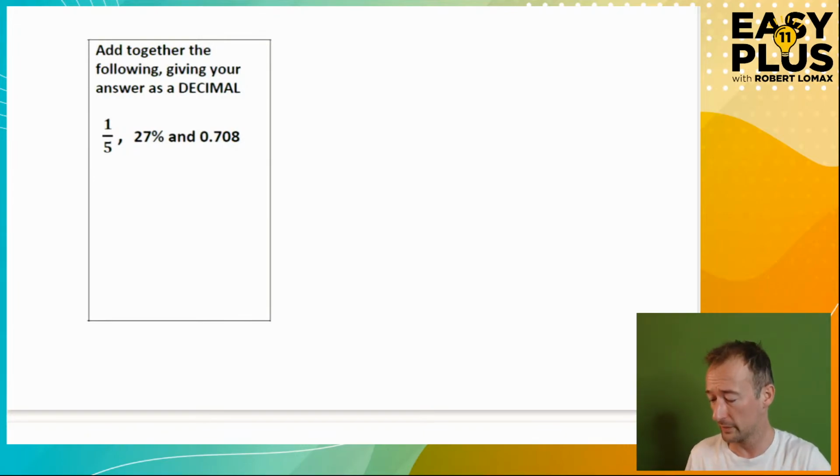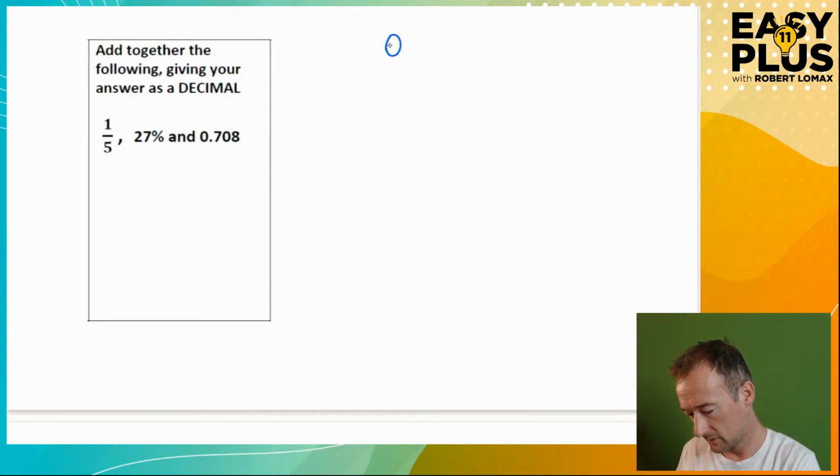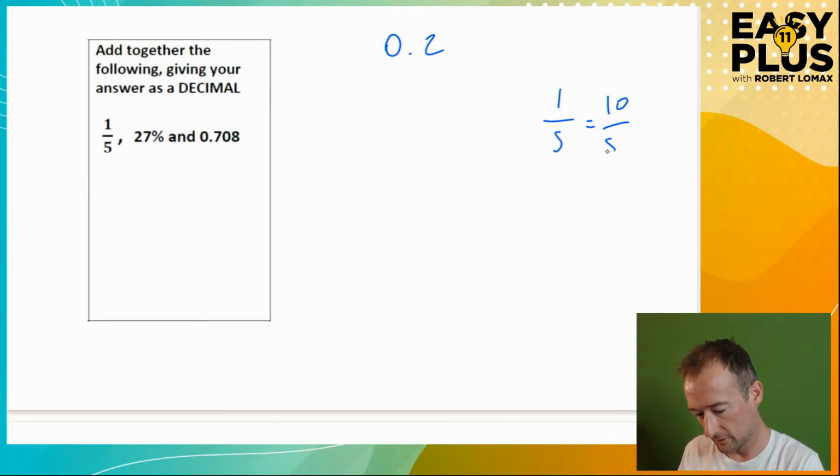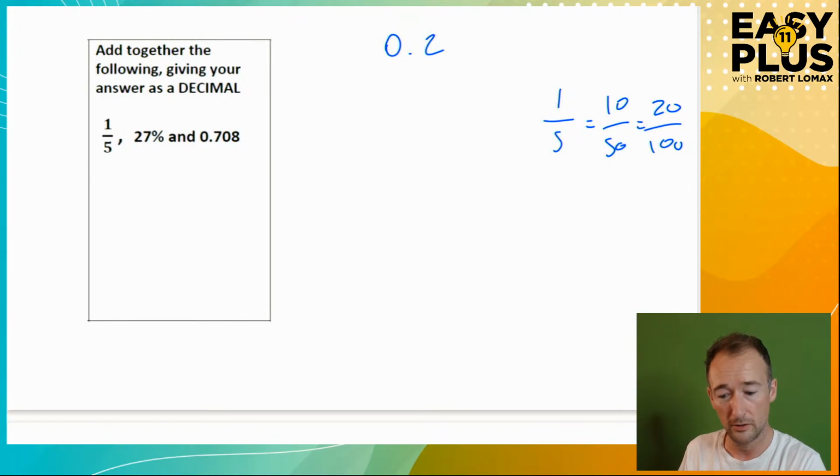Add together the following, giving your answer as a decimal. Okay, so we should write them as decimals, right? A fifth is 0.2. Why is it 0.2? 1 over 5, times it by 10, 10 over 50, times it by 2, 20 out of 100. Okay, which is the same as 2 out of 10, or 0.2.